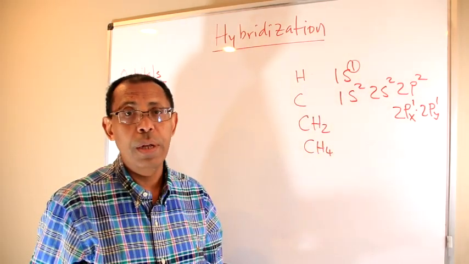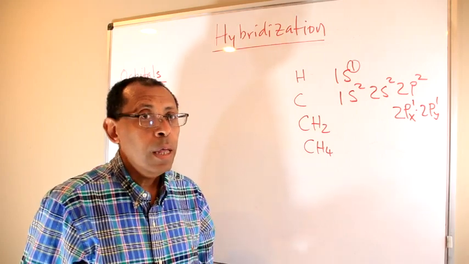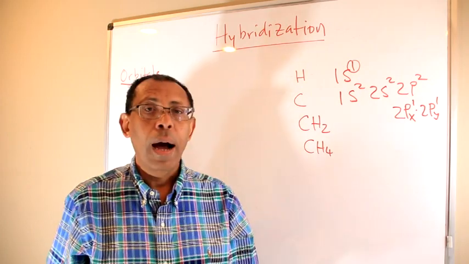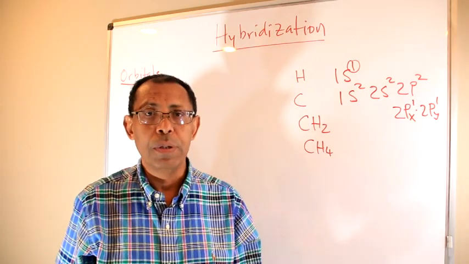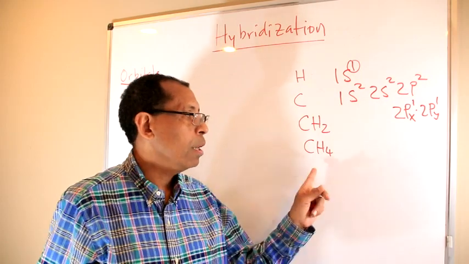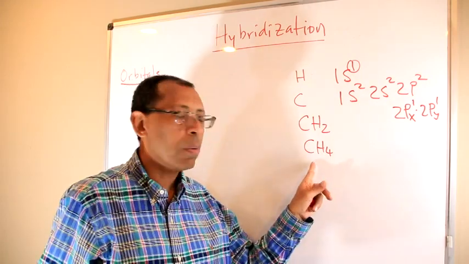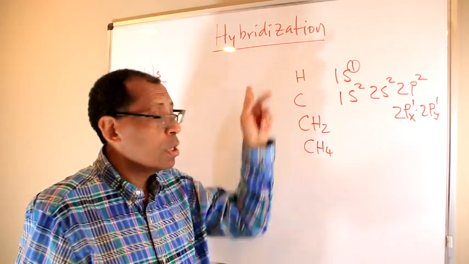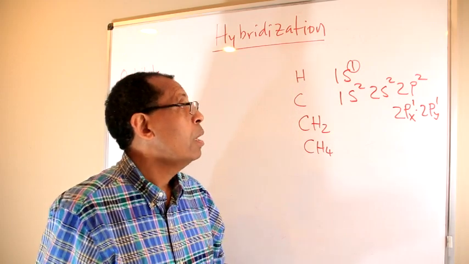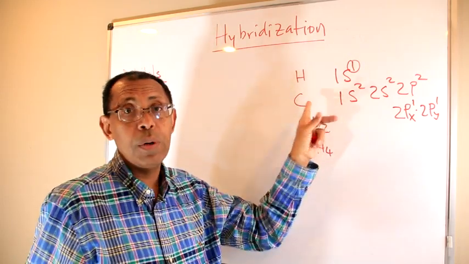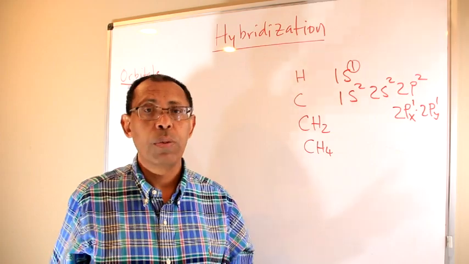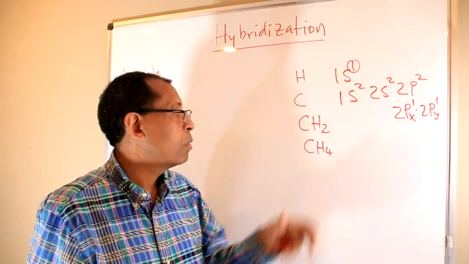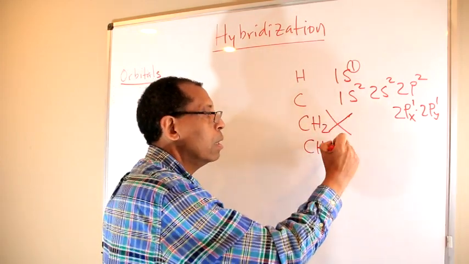So hybridization is a concept where you are justifying, or mathematically expressing, how the orbital overlap happens and the bond actually is made and is stable to form a tetrahedral methane compound. So hybridization is the concept. It's not just the orbitals found in each atom that would make the bonding without any hybridization. So CH2 doesn't exist, CH4 exists.